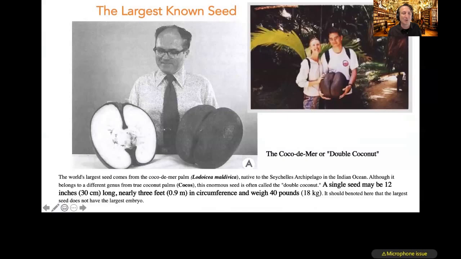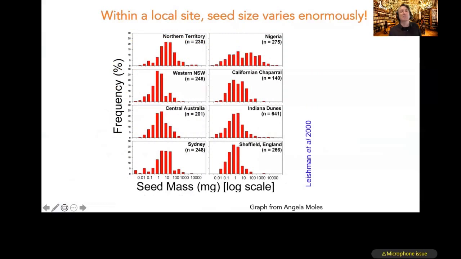Look at all that stored endosperm, all of that storage for the future. In any given environment, if you go anywhere in the world, to different locations, and we plot out the seed mass that we find from the different species there, on a log scale, we see this huge variation, on the order of 6 to 8 orders of magnitude in differences in seed size.